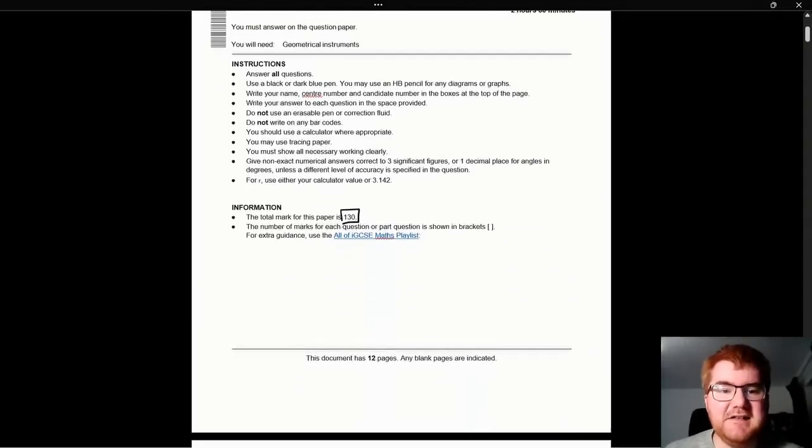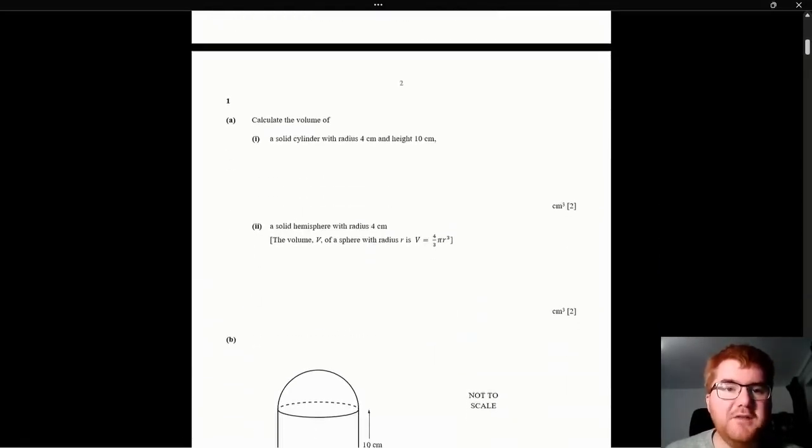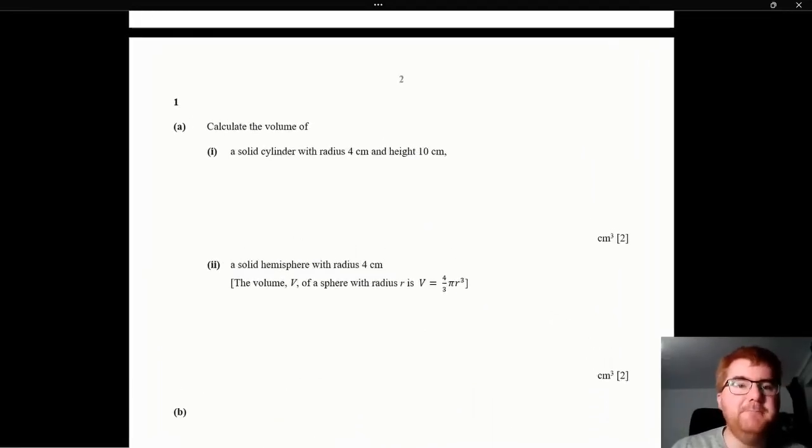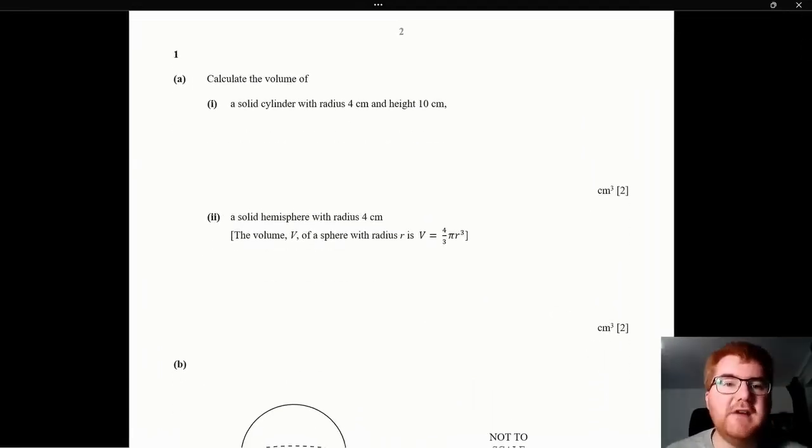Right, let's get started. So we've got question 1 here. So we need to calculate the volume, we'll zoom in slightly, of a solid cylinder with radius 4 centimeters and height 10 centimeters. So we've got some volume 3D shapes to start us off. Now notice sometimes they actually give us the formula directly, so for a sphere, but for a cylinder they would expect you to know this off by heart.